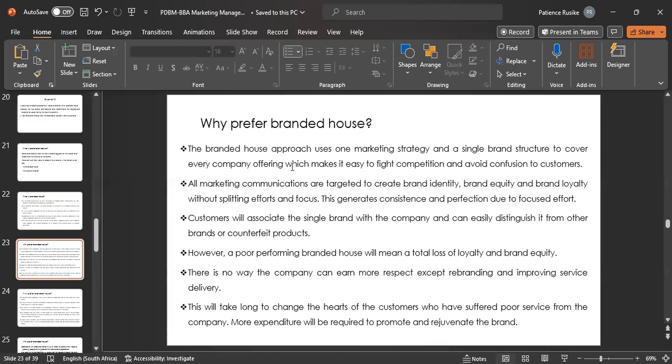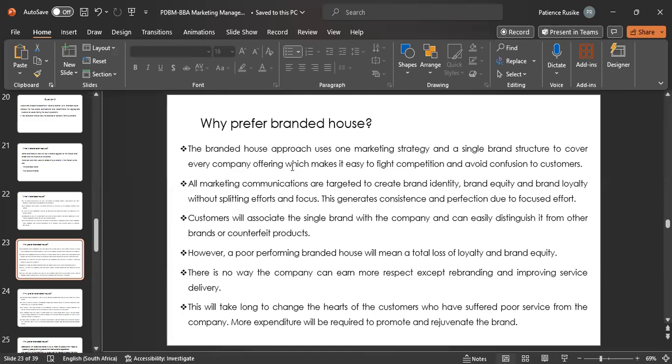This type of approach uses one marketing strategy, because you are talking about one brand that is applying to different or multiple products. It covers all of a company's products, which makes it easy to fight competition and to avoid confusion to customers. Because if a customer thinks of Apple, it doesn't matter which product it is, he can simply go and buy. It doesn't confuse him because he knows it's coming from Apple. They use one marketing strategy for all these products because in the minds of the consumers, it is Apple, whether it is a watch or a phone.